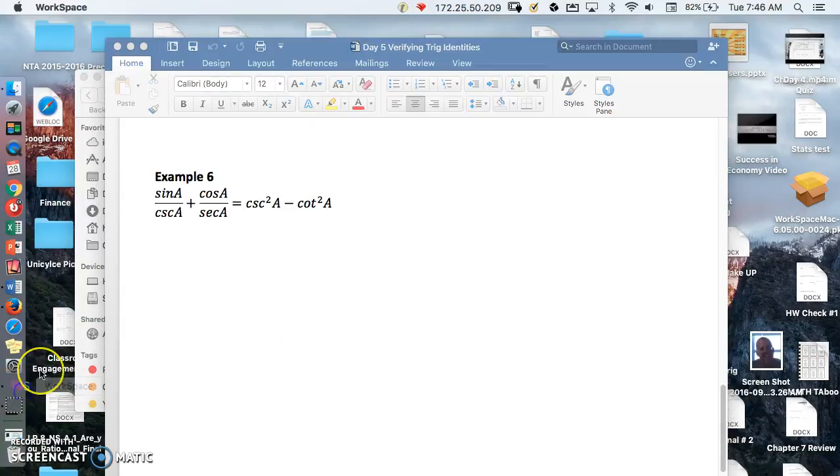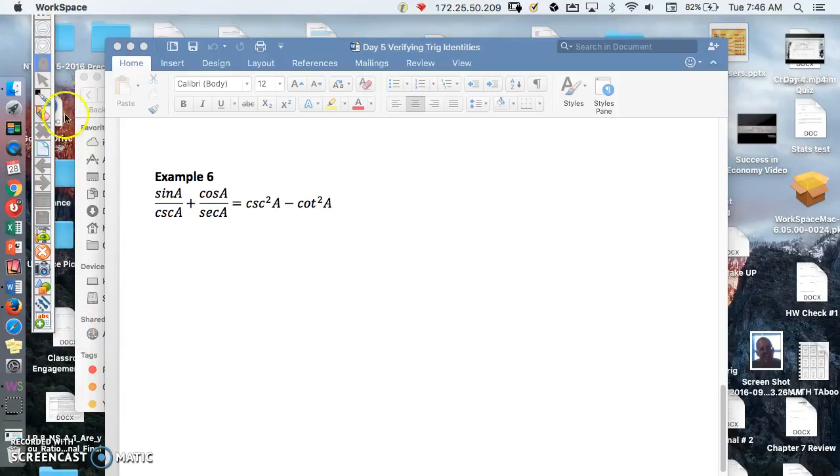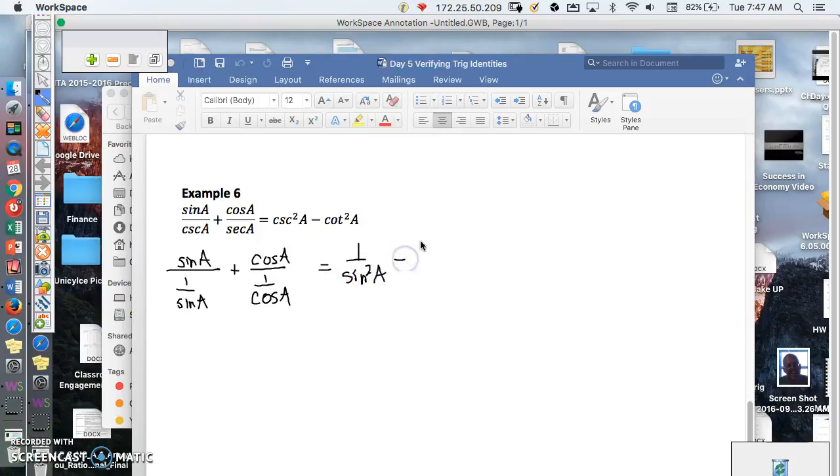Example 6. So this one looks quite complicated. We have all sorts of fractions here. So again, we're going to start by rewriting things in terms of sine and cosine. So the sine of A over 1 over the sine of A plus the cosine of A over 1 over the cosine of A, 1 over sine squared of A minus cotangent, cosine squared of A over sine squared of A. Well, we have all these fractions, so we need to multiply by the reciprocal.